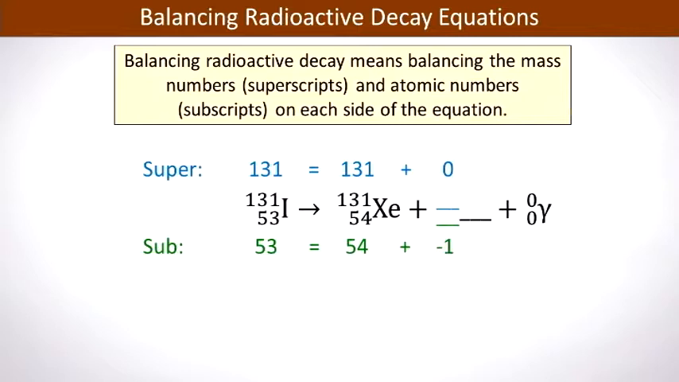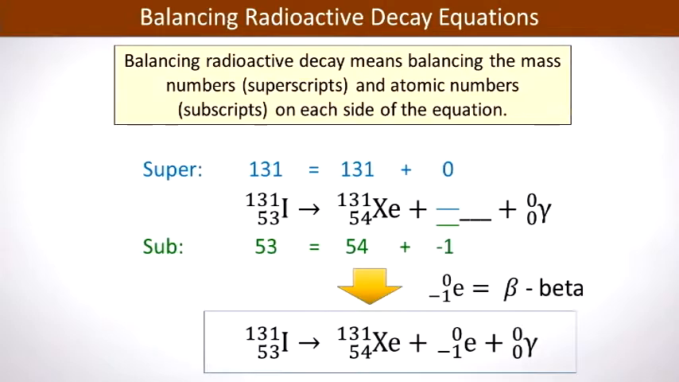For the subscripts, we start with an atomic number of 53. In order for that to be balanced, we must subtract 1 from the 54 for xenon on the right side of the equation. This gives us 0/-1, which is a beta particle, which we write as 0/-1e. That gives us a final balanced equation shown here.